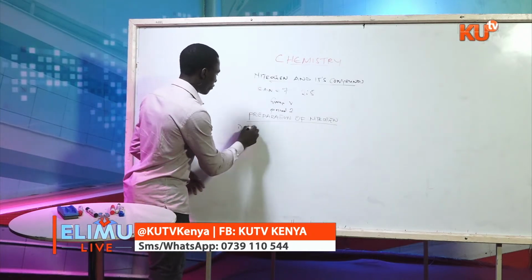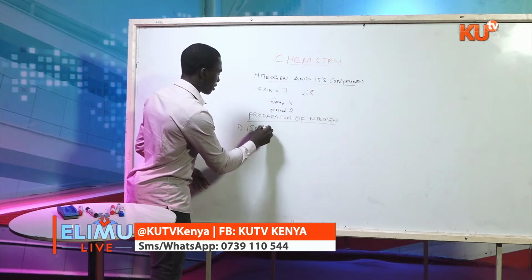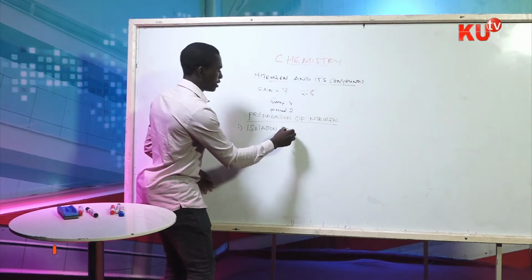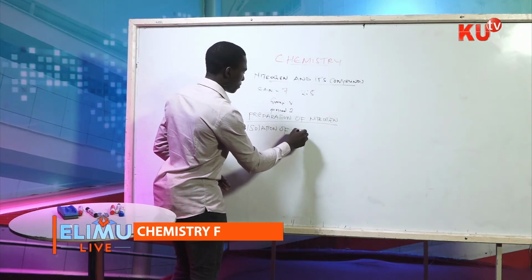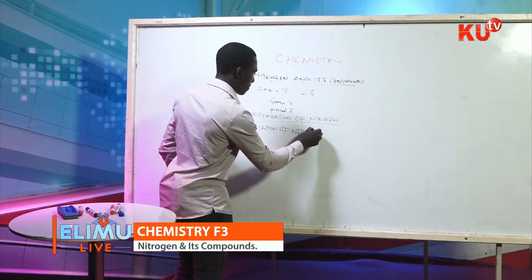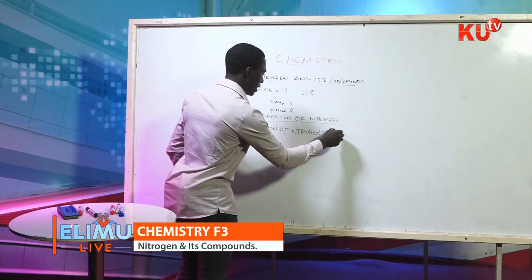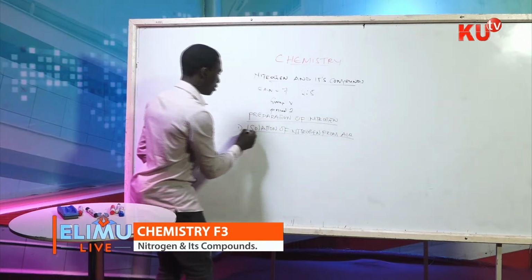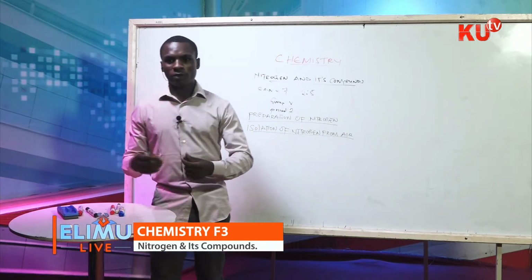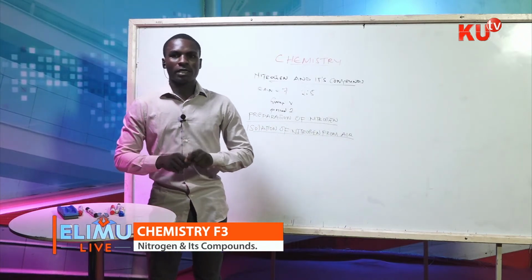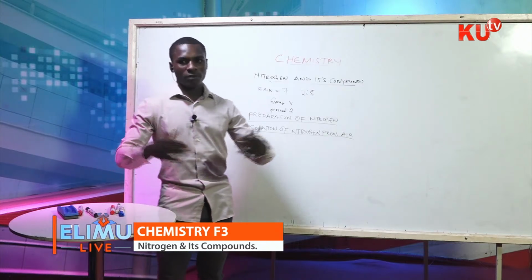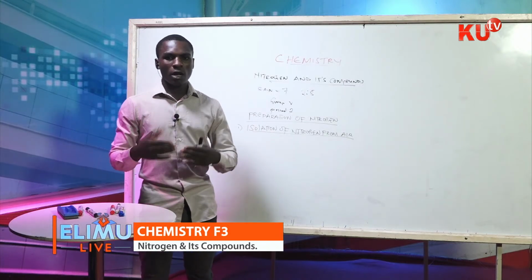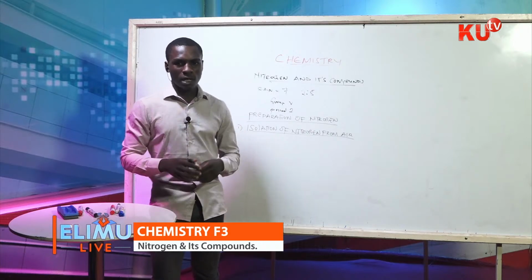So the first method is isolation of nitrogen from air. Now, under isolation of nitrogen from air, I want you to note that air is just whatever we see which surrounds us. Now we want to obtain nitrogen from this air.